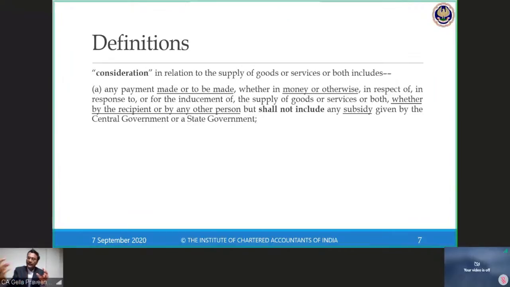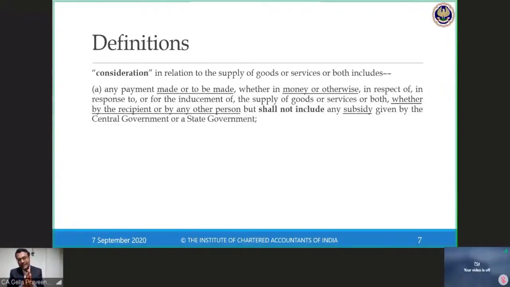What they're saying is, when I receive money from X, Y, Z or PQR Limited, ABC Limited, from various people and various sources, all that consideration pulled together, I correlate with the transaction. That is called consideration, but this payment shall not include what? Any subsidy given by the central government or a state government.